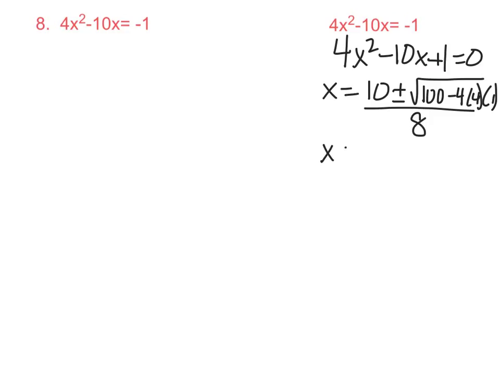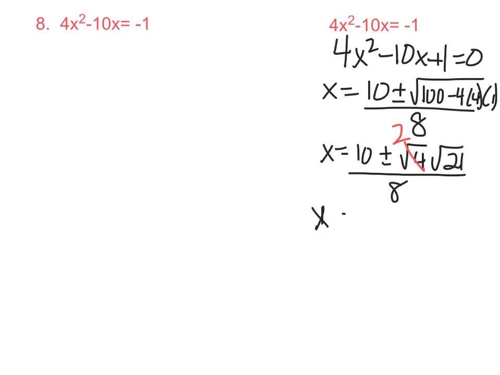Right, so we just keep going and we simplify. 10 plus or minus. Now that square root is going to be 100 minus 16, which would be the square root of 84. Now I'm going to break 84 down, and that breaks down to 4 times 21. And that whole thing will be over 8. Now we know that the square root of 4 is a 2, so we can then look at that and break that down a little bit further.